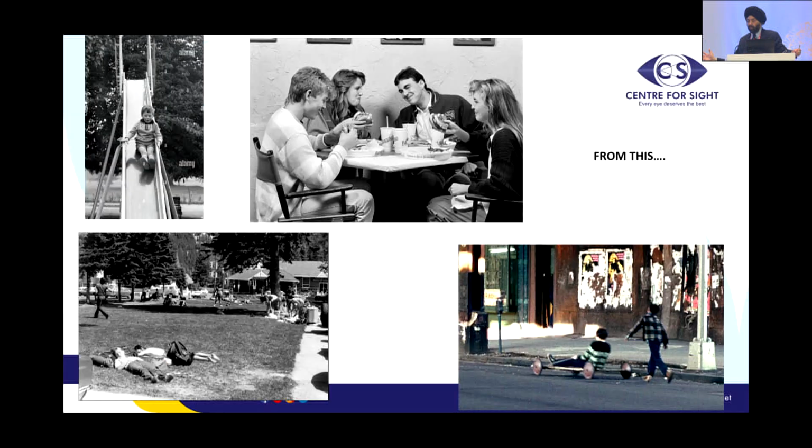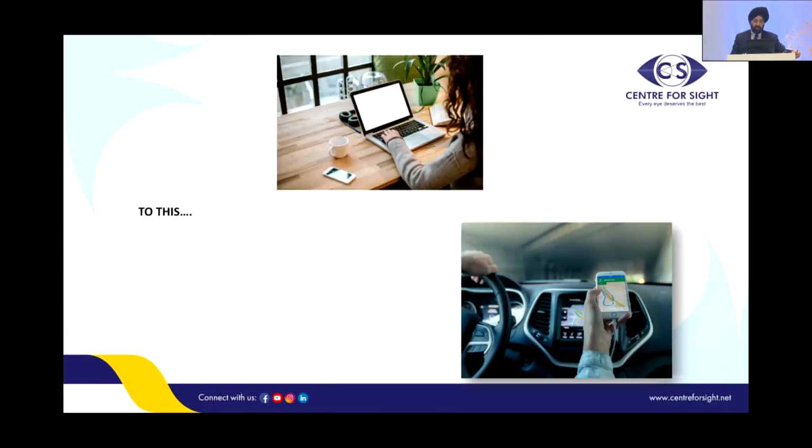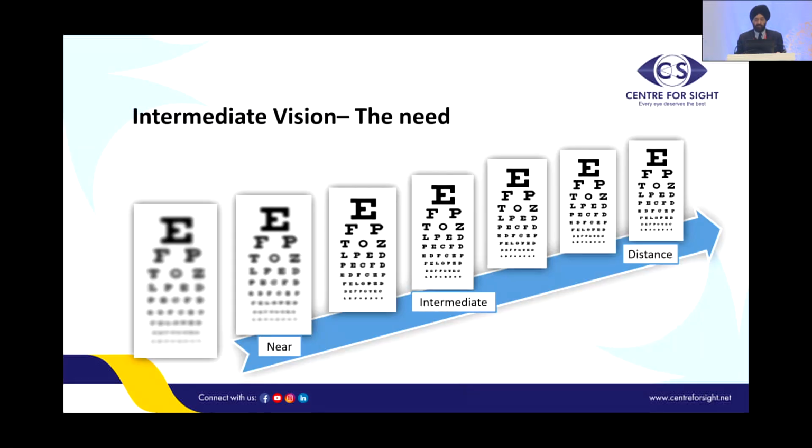As we have transformed our life, unfortunately, we have become couch potatoes. We are not doing a lot of outdoor activities which used to be there, and going out with friends, etc. You are now slaves of the computer, the near work, Google Maps, etc. So this is what life is all about today. This is intermediate vision, and this is what we are looking at.